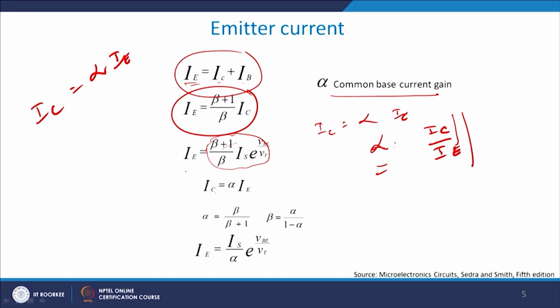Two important equations to take care of: alpha equals beta upon beta plus 1, and beta equals alpha upon 1 minus alpha. These two important equations are required for solving problems, and that is quite interesting problem solving which you can do using these two equations. Let me come to the last part of our talk, and that is basically the large signal equivalent circuit model for an NPN BJT.